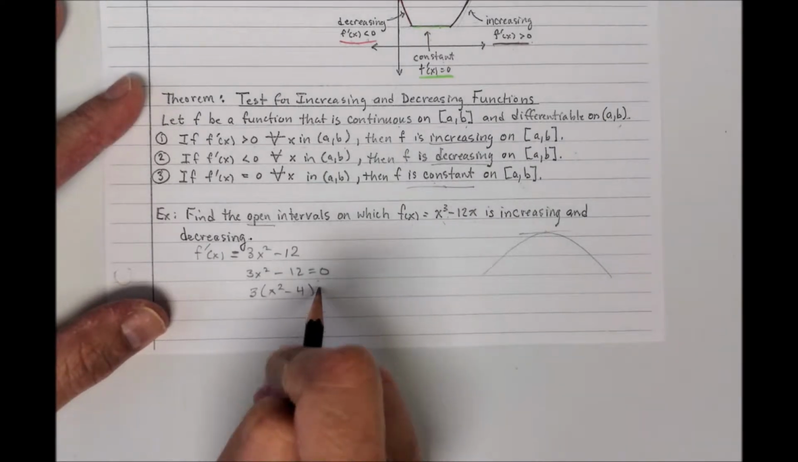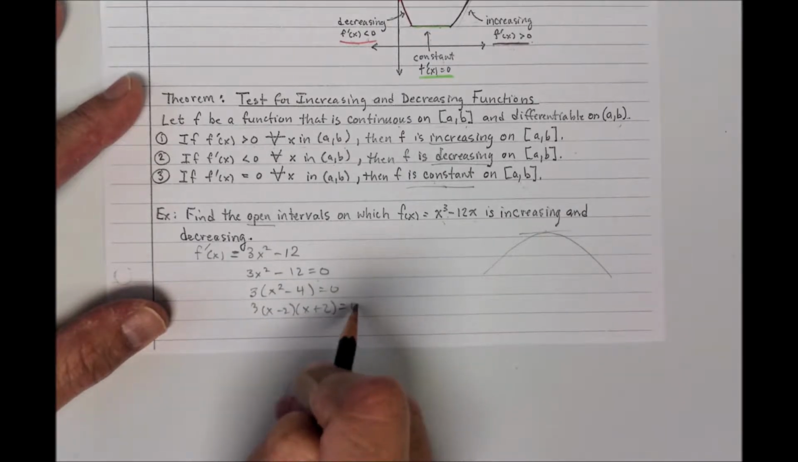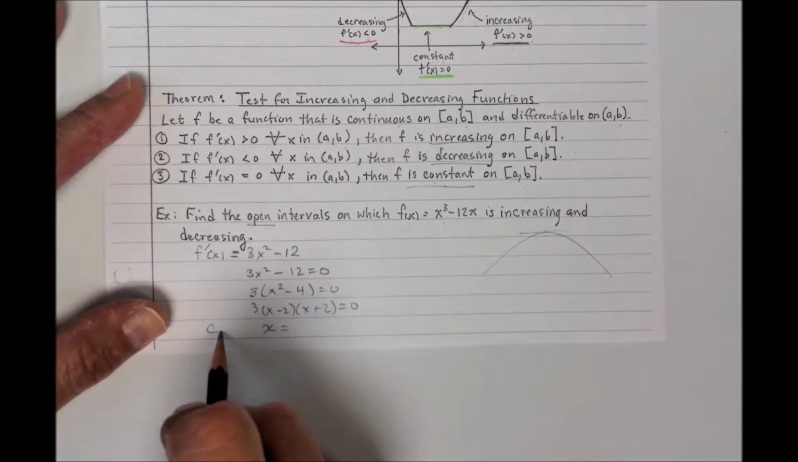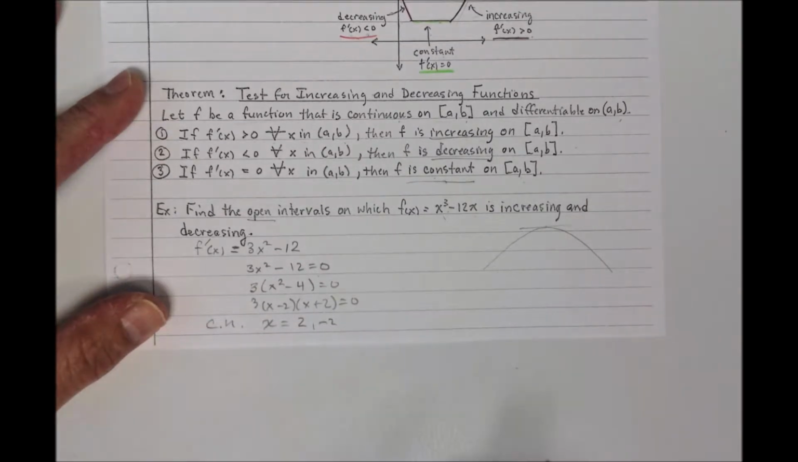So I solve this by factoring. It's always nice when it factors. And I get two critical numbers here. I get x equal 2 and negative 2. So here's where I draw a number line.